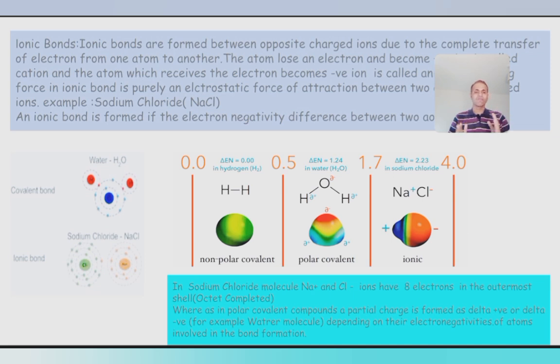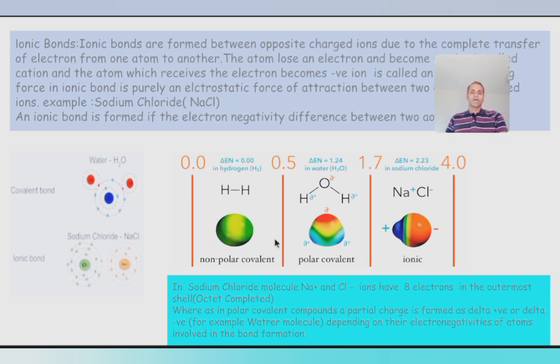The atom which loses the electron is called a positive ion or cation, and the atom which accepts or receives that electron is called an anion. In the case of sodium chloride, sodium exists as Na positive and chlorine exists as Cl negative.